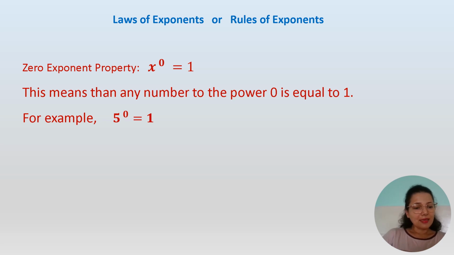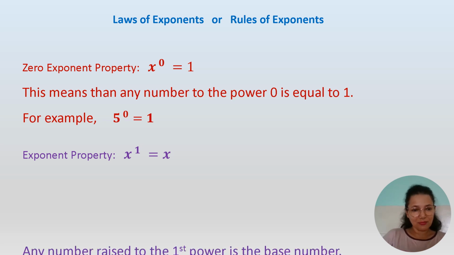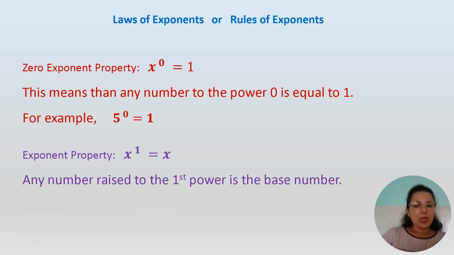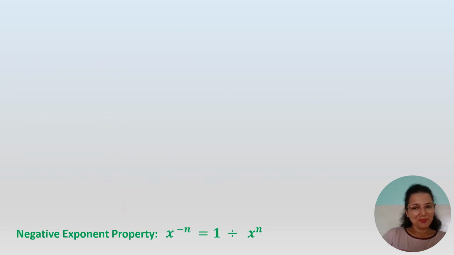Okay, right. So now we have the power 1 property. That means any number to the power 1 is always going to be the number itself. Okay, so it's always the number itself, which is called the base number. Now, for example, 7 to the power 1 is 7. If we had 256 to the power 1, the answer is going to be 256.